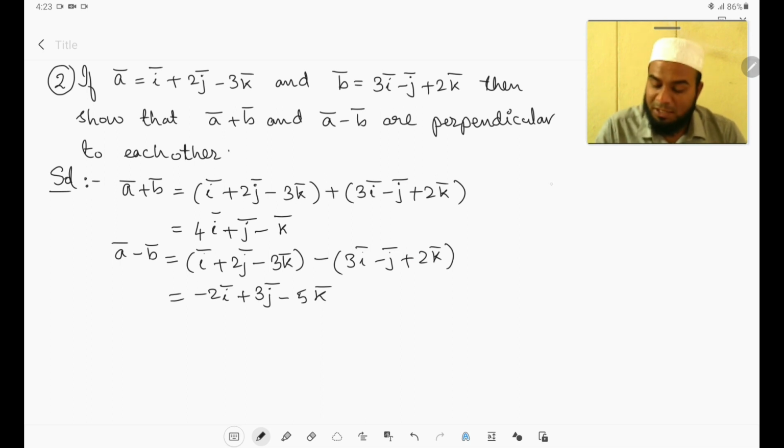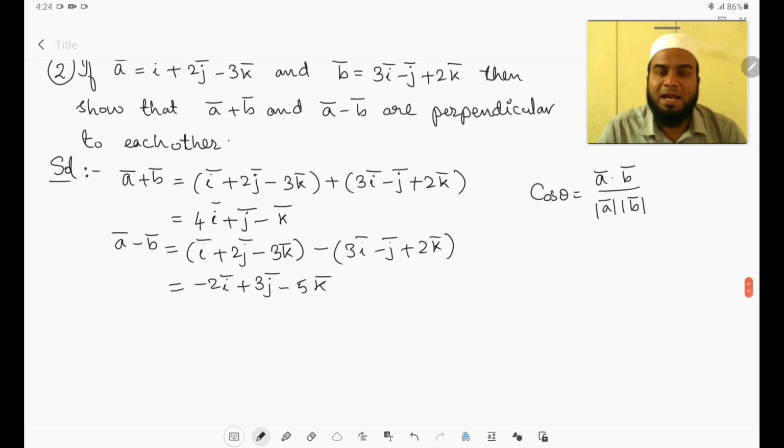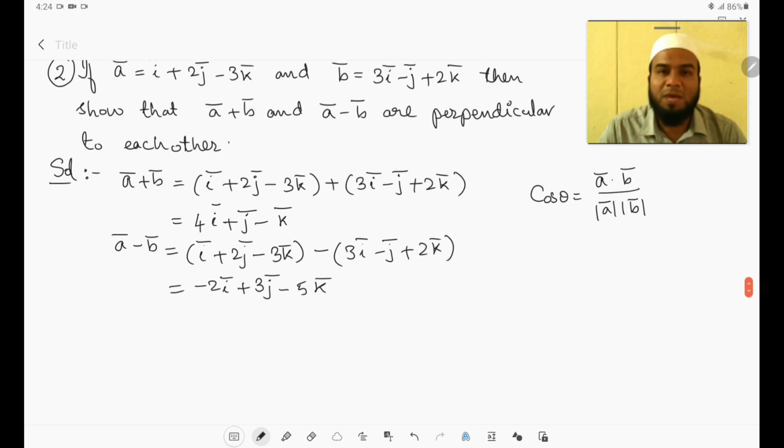Then we already know the formula for the angle: if two vectors are there, cos theta is given by a bar dot b bar divided by mod a bar into mod b bar. This is the formula, right? Now suppose these two vectors a bar and b bar are perpendicular to each other. Then what will be the angle between them? Theta will be pi by 2. We know that cos pi by 2, that is cos 90, is 0.